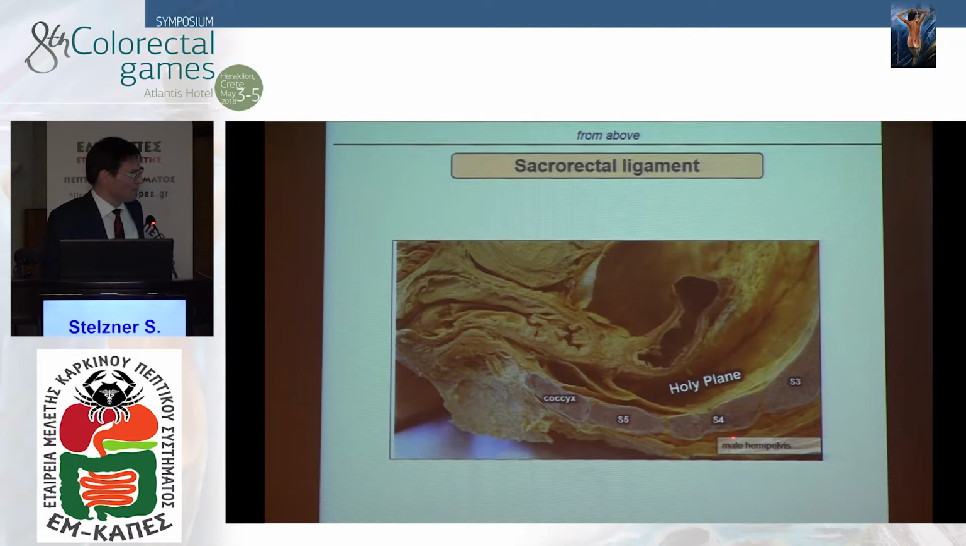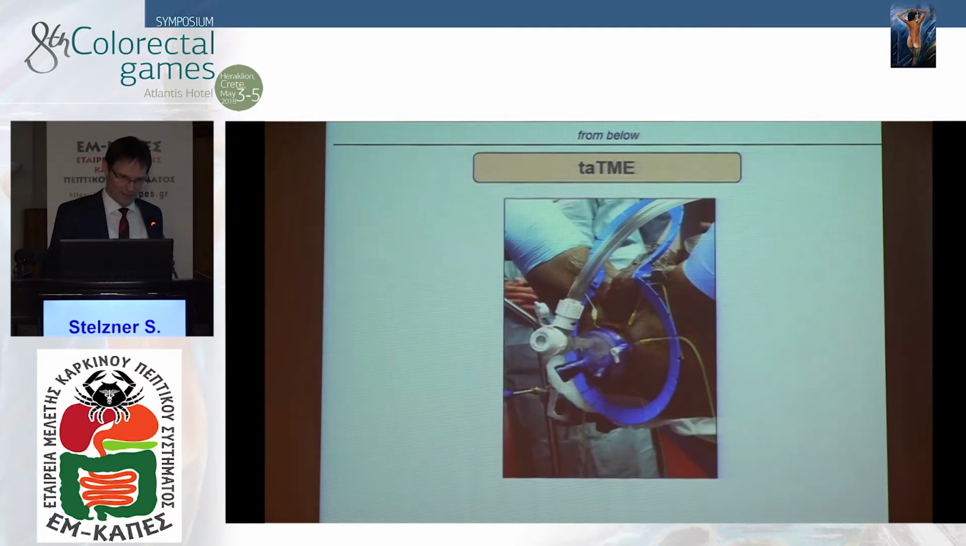And it is important to define it against the holy plane, because if you come down this area with the preparation from above, then you have to cut this ligament on the surface of the rectum to finish the proper TME down there and not run into the rectum and get onto the muscle tube and produce an inferior quality of the specimen. So these are the strands of the sacrorectal ligament. And now we look from below.